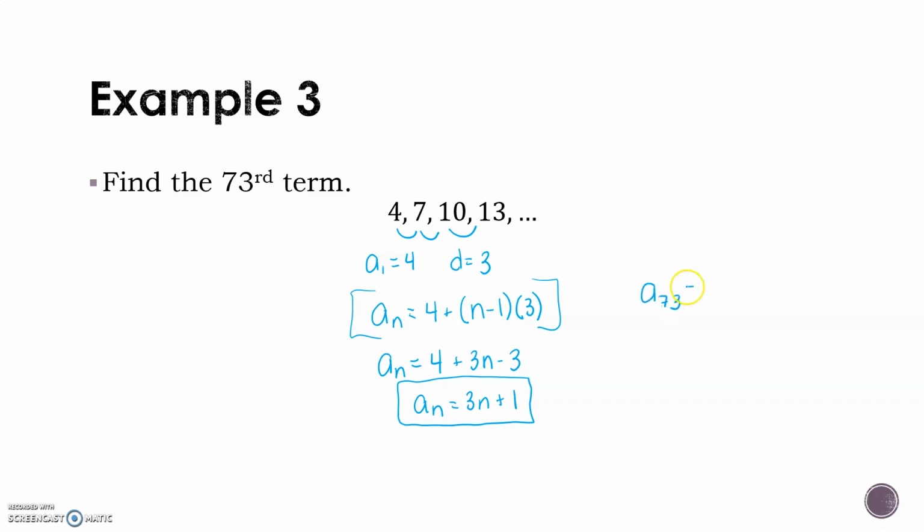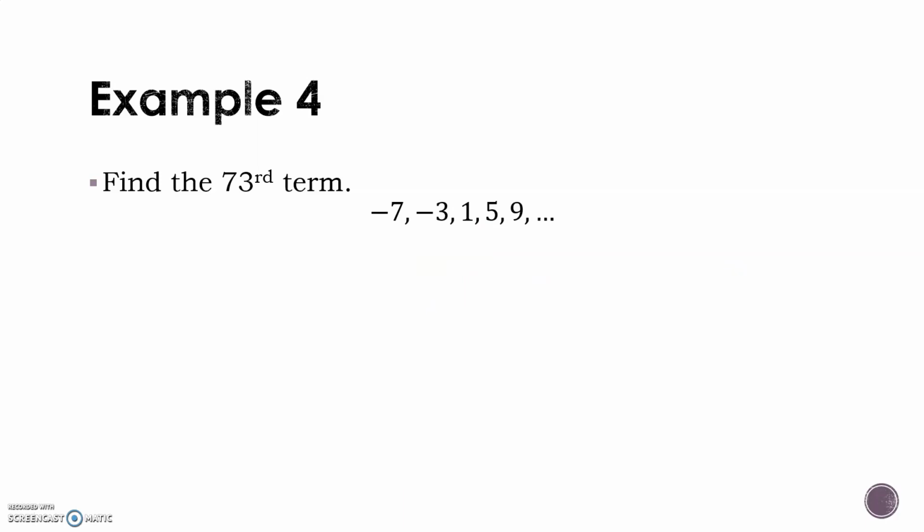Speaking of substituting in 73, let's do that right now. We've got 3 times 73 plus 1. If we do 73 times 3, we get 219. Plus 1, we get 220. There's our 73rd term. All right. Why don't you pause the video, try this one, and see how you do. Come back and we'll check our answer together.